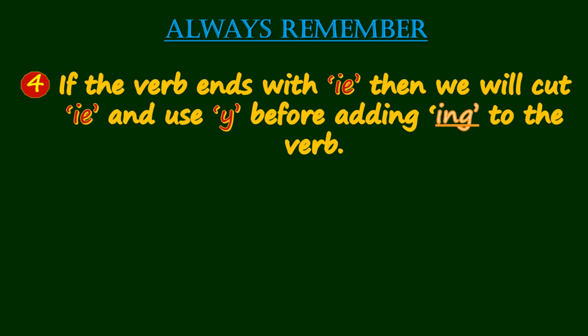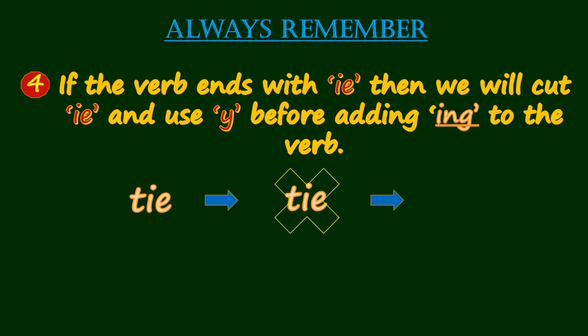Rule number 4. If the verb ends with IE, if the verb to which you want to add ing is ending with IE, then we will cut IE and use Y in place of it and then after that you will add ing to the verb. Let us take an example for this. Look at this verb tie, T-I-E. This is ending with I-E. So to add ing to it, before you add ing, you will first cut I-E, replace it with Y, and then write ing. So tie will become tying. How will it become? T-Y-I-N-G.